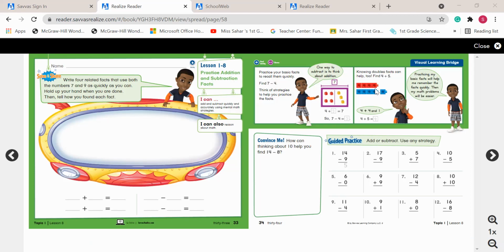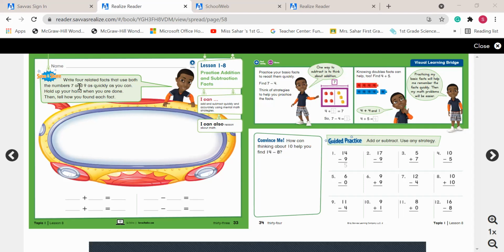We'll try to find answers, but we have strategies in our head, like the relation between addition and subtraction, or you might use doubles or near doubles to help you find your answer quickly. So for example, page 33, we have: write 4 related facts that use both numbers 7 and 9 as quickly as you can. Hold up your hand when you're done. So for example, I have 7 and 9. I can do addition and related addition facts, and I can think addition to subtract. Or in different examples, I can use doubles or near doubles.